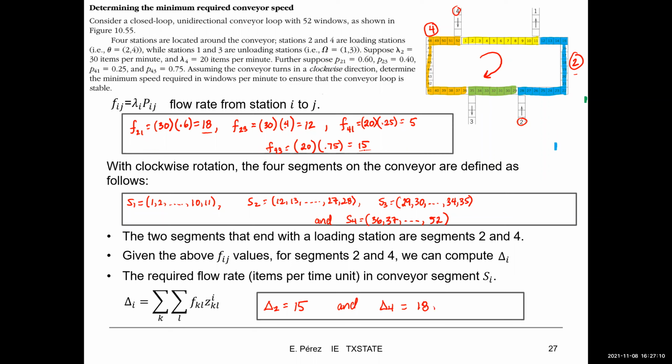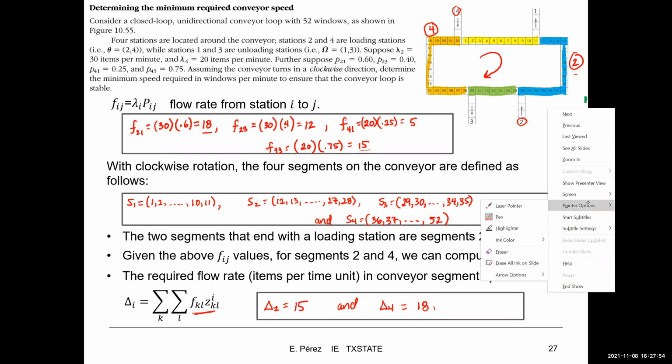So what's coming from 2 will be unloaded in 1. So that will be 18. I'm sorry, 2 unloaded in 3 will be equal to 15. And for 4, it's going to be loaded in 4 and unloaded in 1. That'll be equal to 18. Yes, so these are coming from this expression.